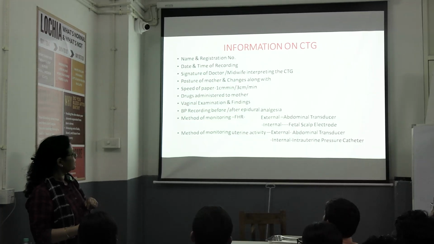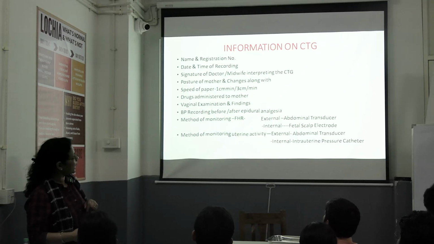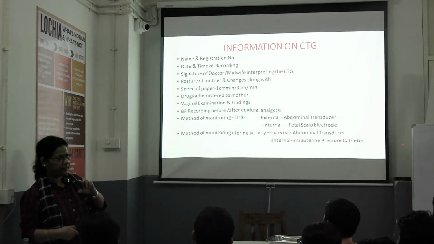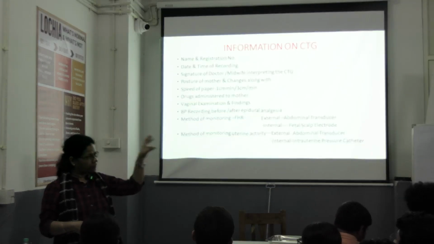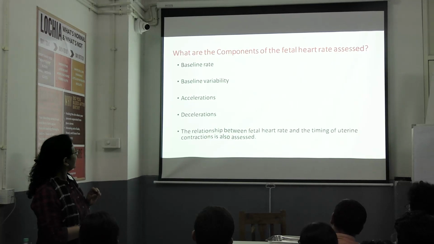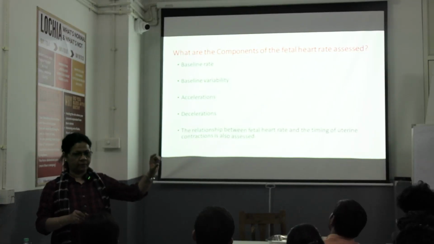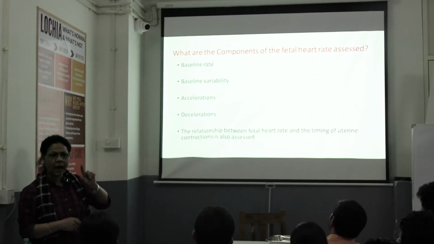Method of monitoring is external and internal. External by the abdominal transducer and internal by the intrauterine pressure catheter. That is the uterine activity. We are talking about the external method only, the heart rate and the uterine contractions. So what are the components? It has a baseline heart rate, normal being 110 to 160. That is the normal fetal heart rate.